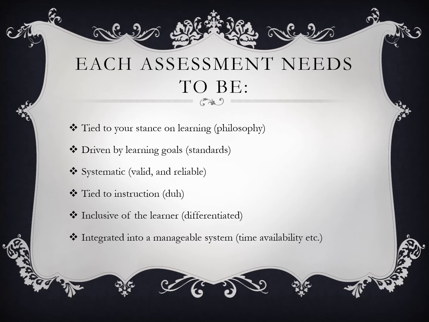The third is it should be systematic, and that means it should be valid. It actually measures what we think it's measuring, and it should be reliable. And that means that we get about the same score every time we give it to the same student. We don't give it one day and have a score of 12, and the next day we give it and have a score of 4. It should be reliable, and it should give us reliable results each time we give it. The fourth one is it should be tied to instruction. We never, ever want to test students over information that they haven't been introduced to yet, unless it's a pre-assessment.